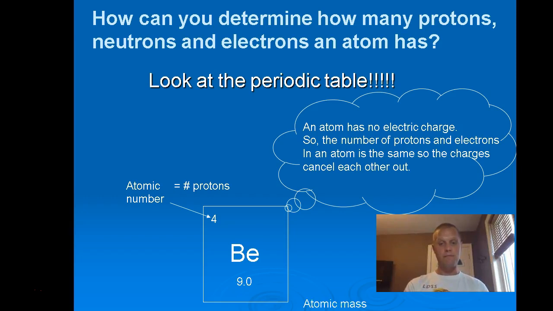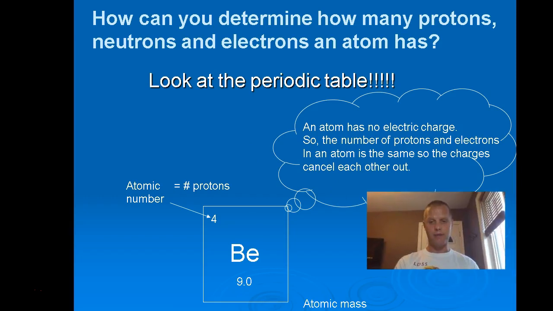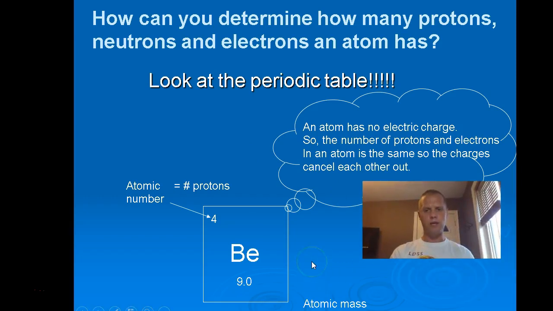Now, the atomic mass is the bigger number. Let's recall, what 2 things give us a mass? Well, the answer is electrons weigh nothing, protons and neutrons weigh 1. So if I weigh 9, that mass came from protons and neutrons, and I know I have 4 protons, so that means I need 5 neutrons. In other words, the atomic mass is just equal to the number of protons plus neutrons.